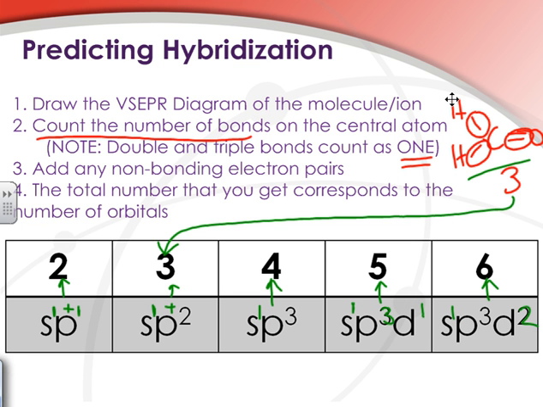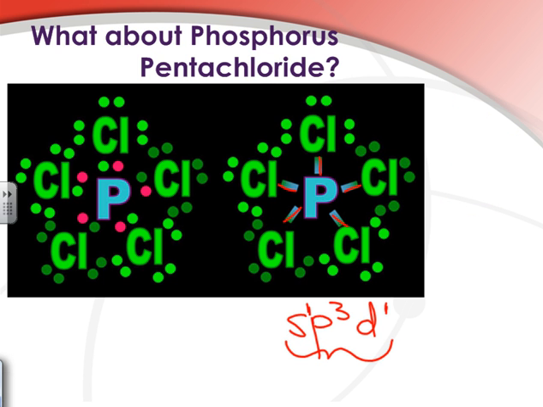So now if I go back to my phosphorus pentachloride, you guys should all know how to draw these. Now, we did Lewis structures. I've got 1, 2, 3, 4, 5 bonds, no extra electrons. So I have to have 5 orbitals in order for that to happen: 1 s, 3 p, 1 d, sp3d1, or just sp3d.